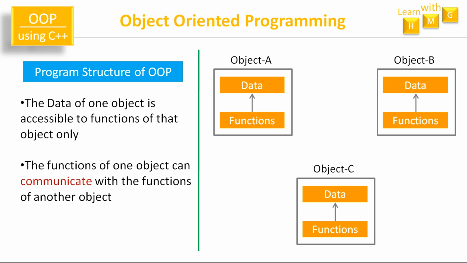Now there may be communication between the objects. For example, here is the communication between object A and object B through the functions. Similarly, objects B and C can communicate with each other with the help of their functions, and also objects A and C can communicate with each other with the help of their functions. So this is the program structure of the object-oriented programming approach, which is divided into a number of objects. Every object is having its own data and functions, and the objects are communicating with each other through functions.